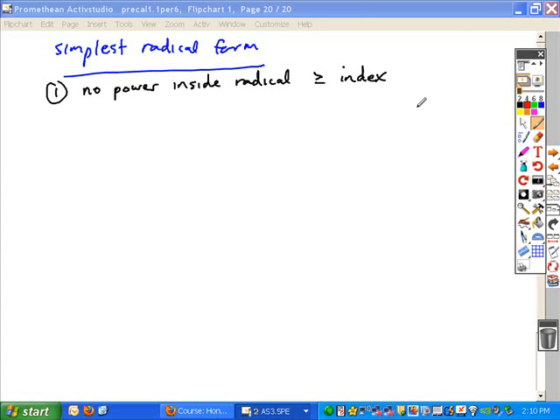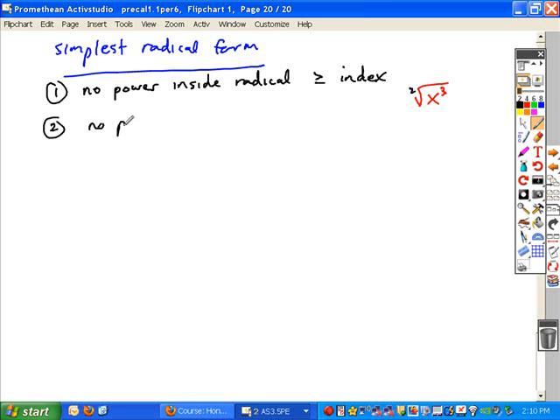So what that means is if you had something like the square root of x cubed, the index is 2, the power is 3, so this does not meet this first condition, and you have to reduce it out.